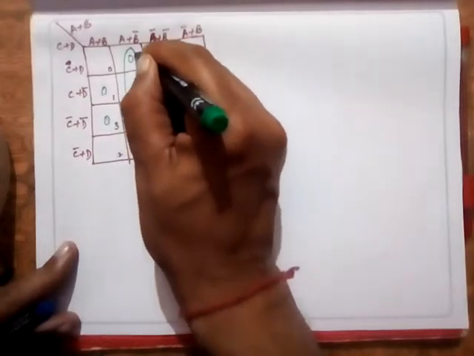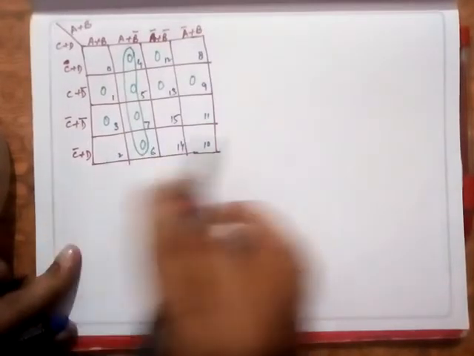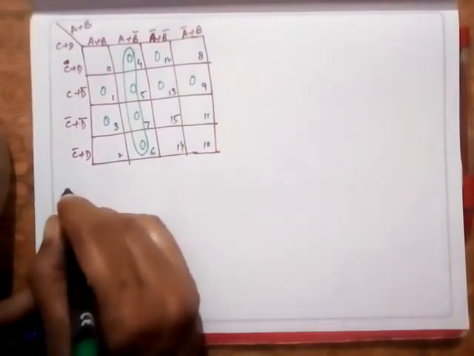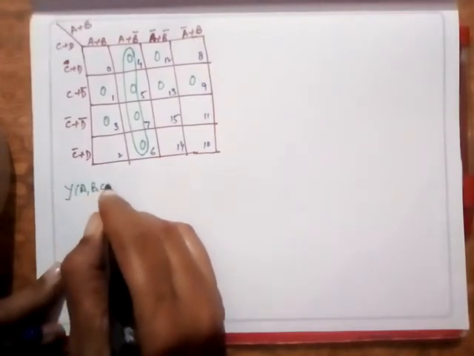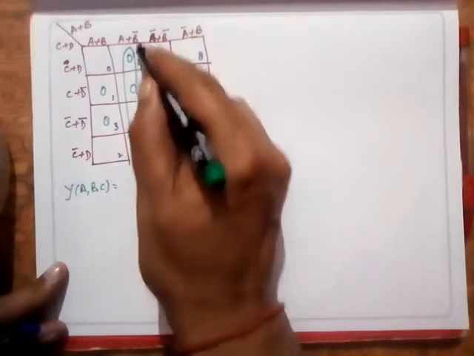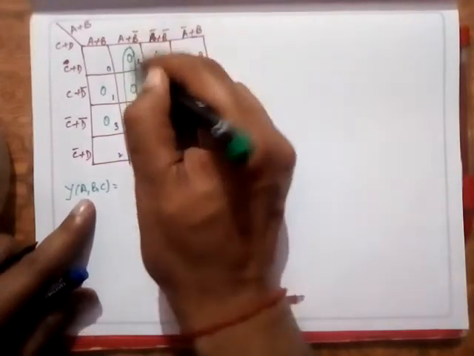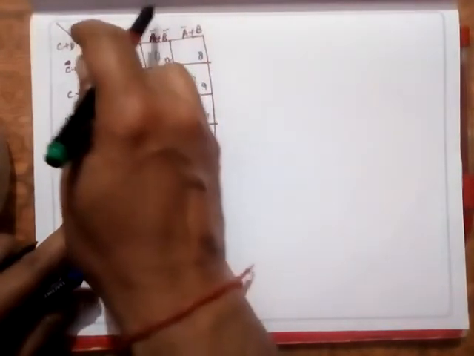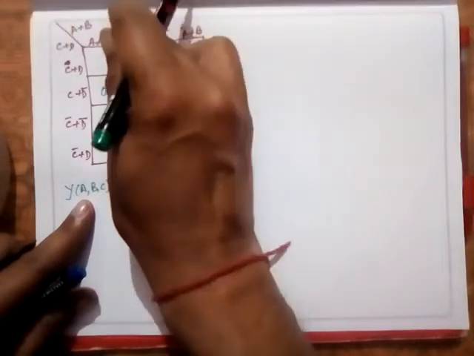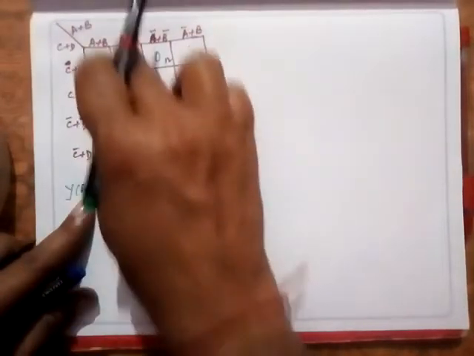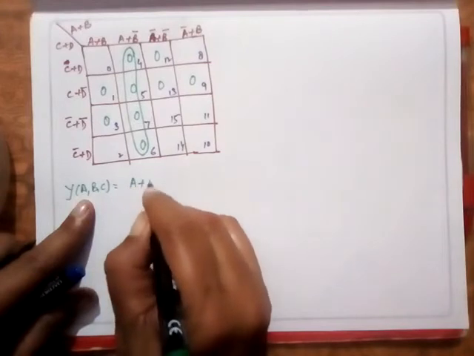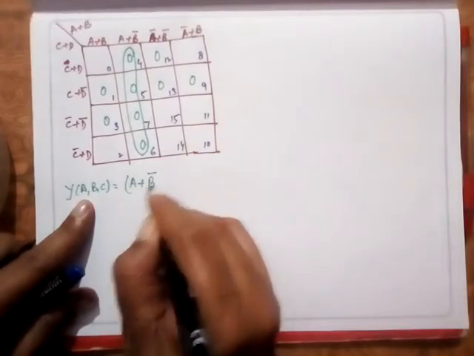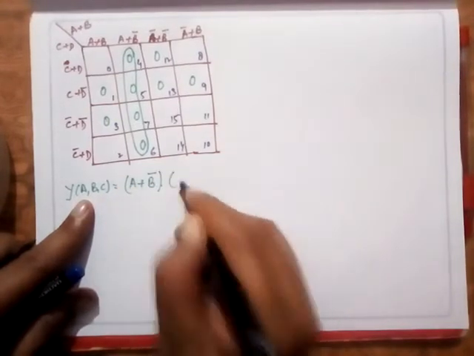I make this particular group, and I'm not writing 1, 2, 3, 4. So y, which is a function of A, B, C, the final expression for this will be simply A plus B bar from this side plus 0 from this side. The complete column is covered, so it is A plus B bar. I hope that this is clear to you.